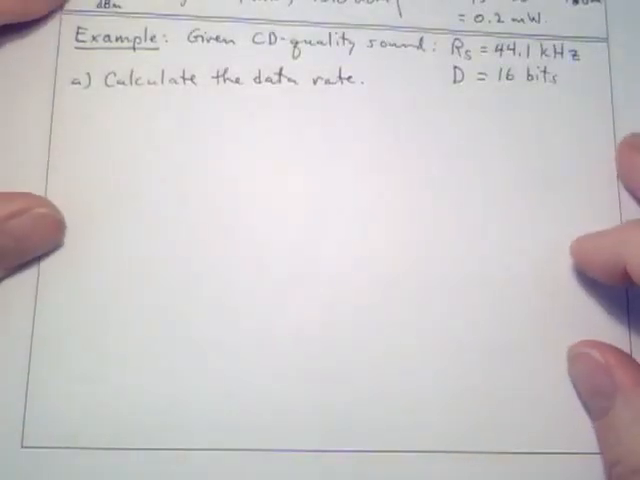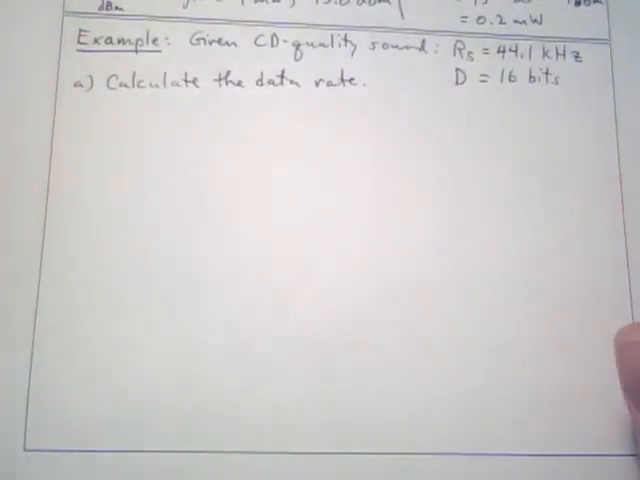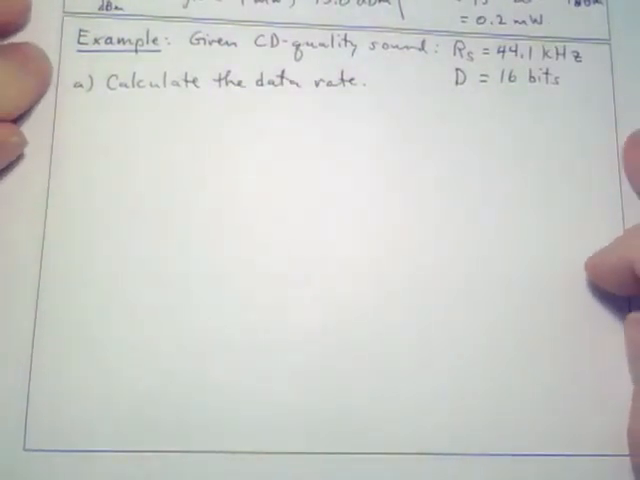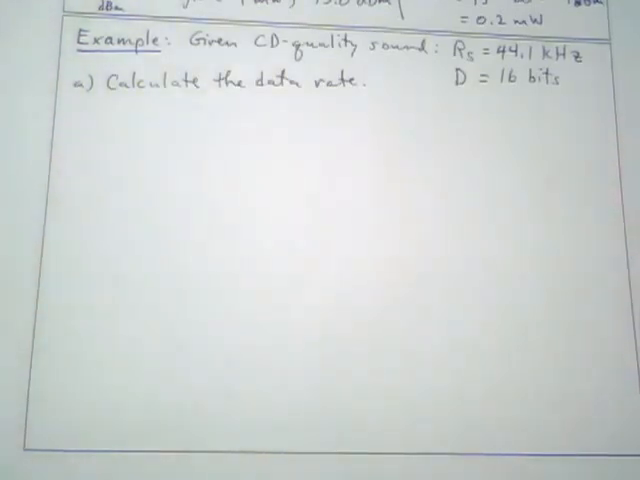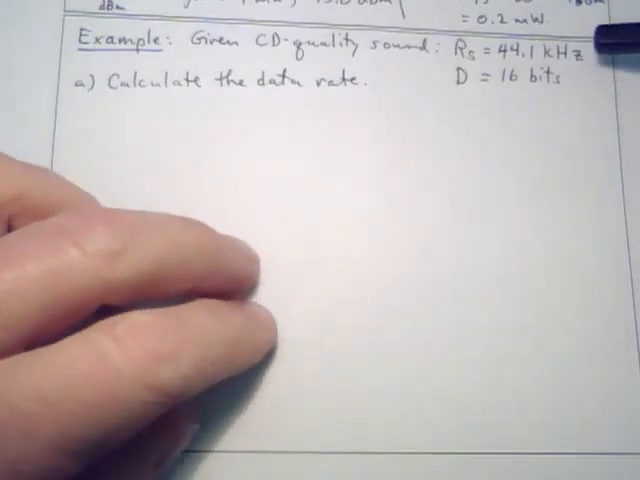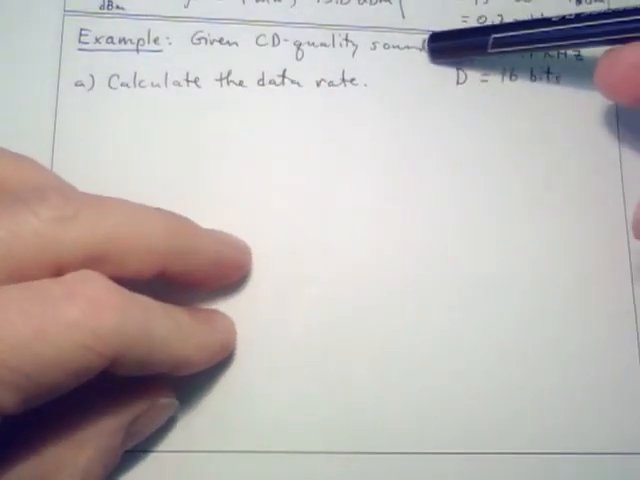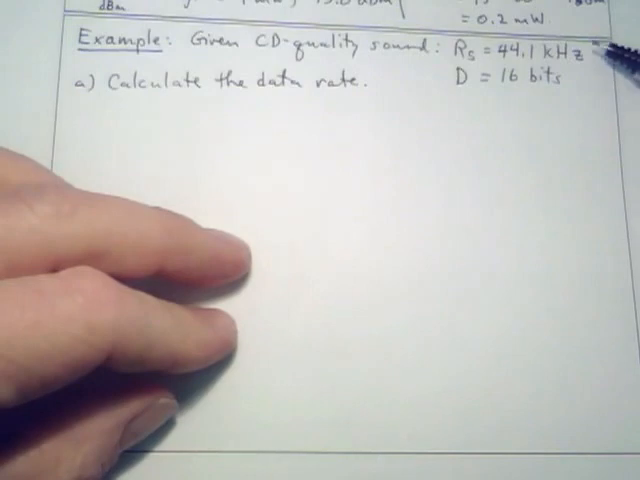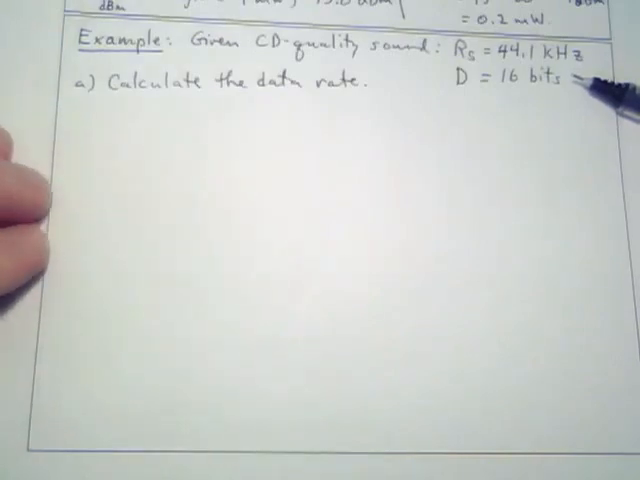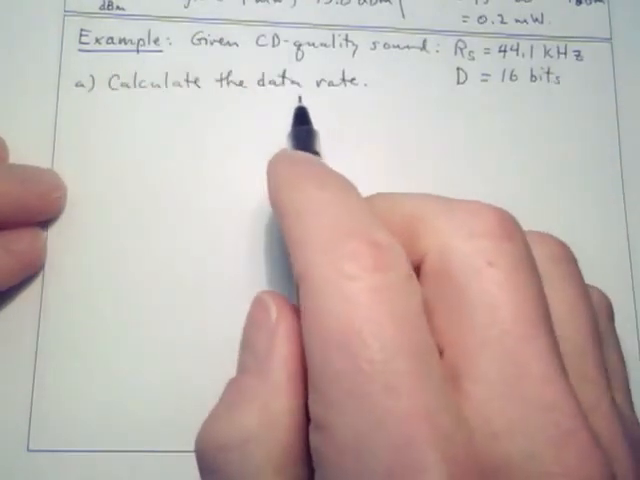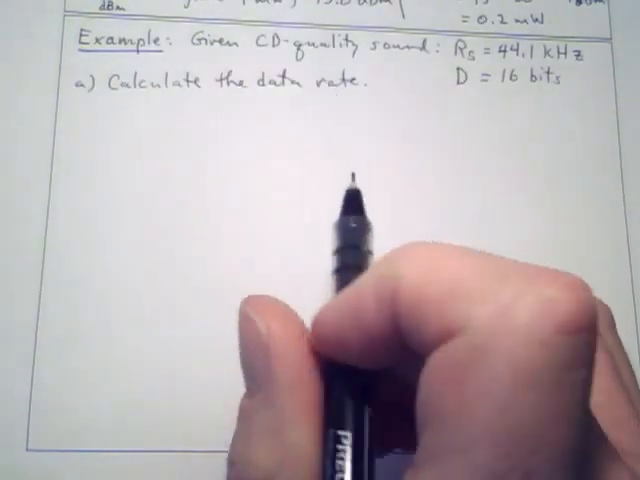Okay, I'd like to do an example problem for you here on digitizing analog signals, and in particular digitized sound. In this example, we're given CD quality sound, which means we have a sampling rate of 44.1 kilohertz and a bit depth of 16 bits. And part A asks you to calculate the data rate.